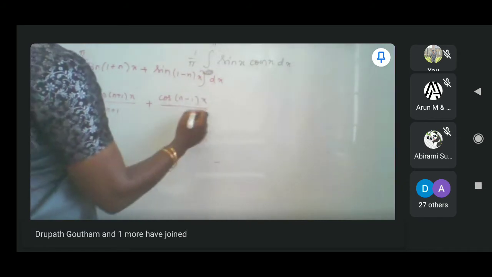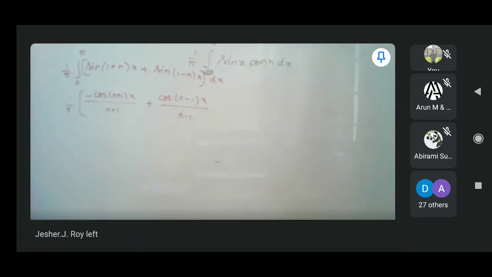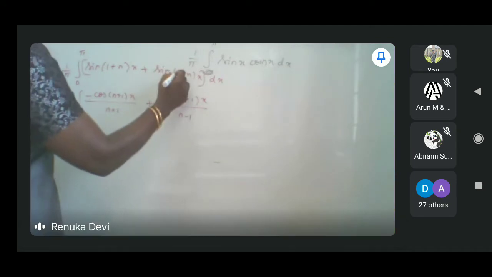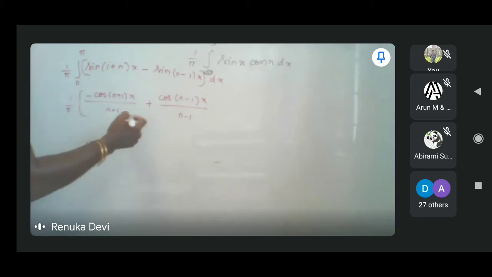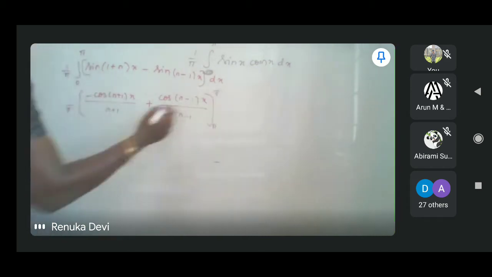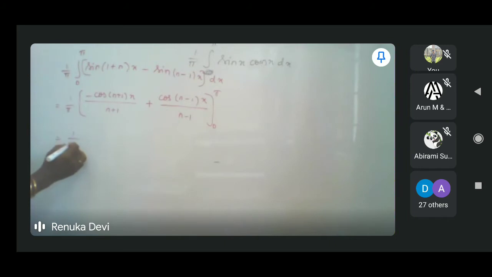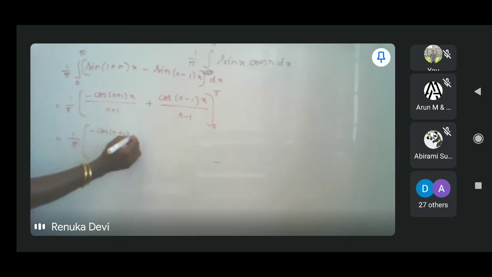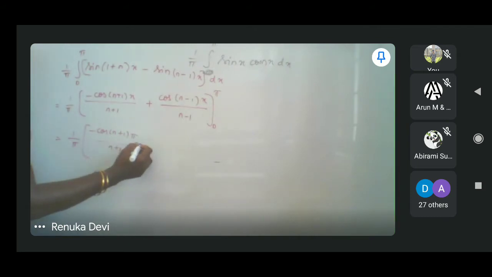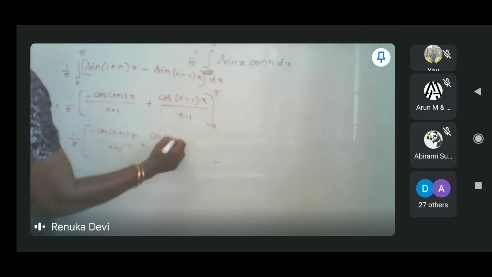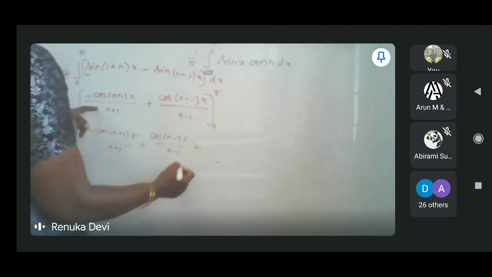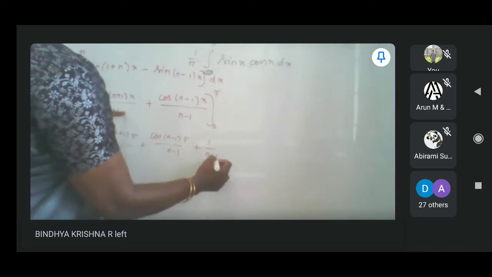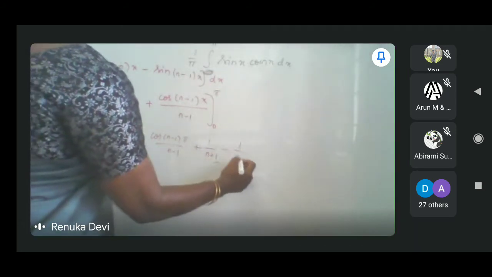Next, by n minus 1. So if I take n minus 1, it is minus. Then here it is plus. That is the meaning. So if I take 1 by pi, upper limit it is minus cos n plus 1 pi by n plus 1 plus cos n minus 1 pi by n minus 1. Minus of minus plus cos 0 is 1 and minus 1 by n minus 1.